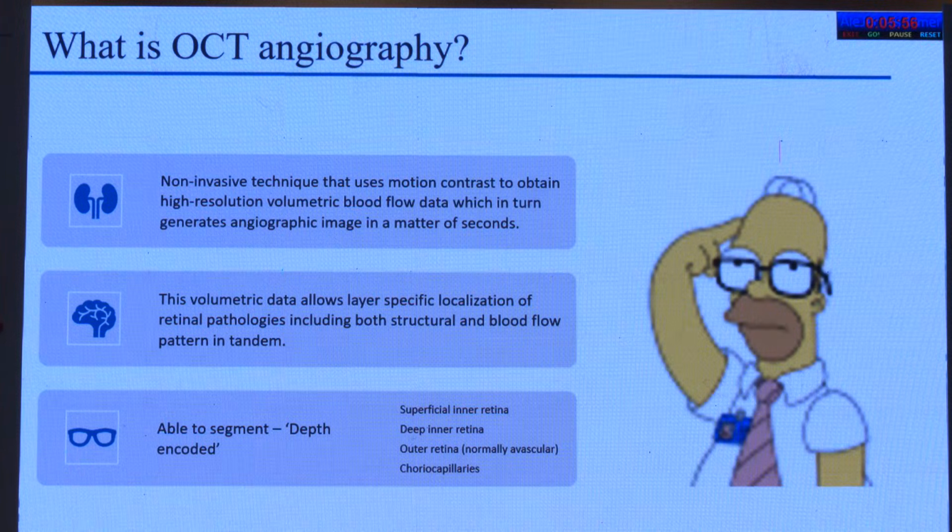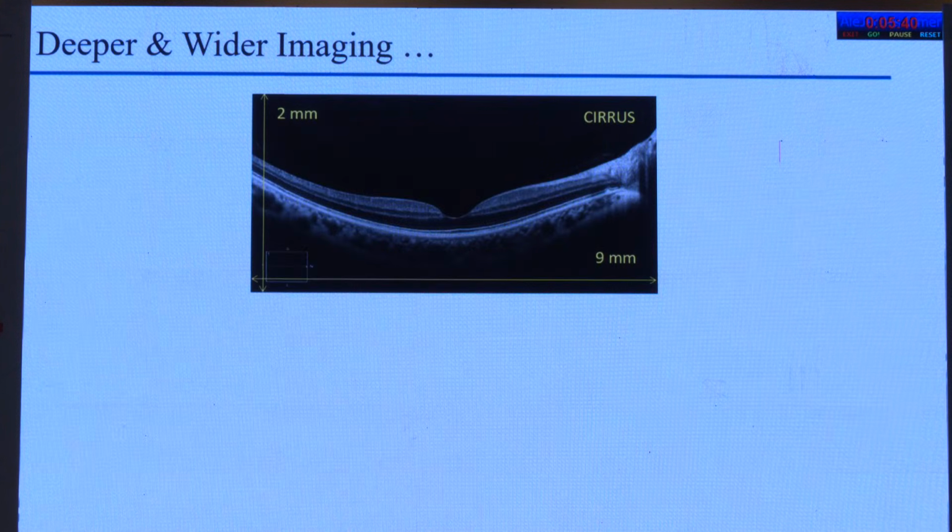So what is OCT angiography? OCT angiography is basically a non-invasive technique, using motion contrast to give volumetric analysis of the retina, layer by layer, section by section. So you can go from the superficial retina to the deep, then to the deeper layers, and finally the choroid. As we go with en face, we also need to see the B-scan images.